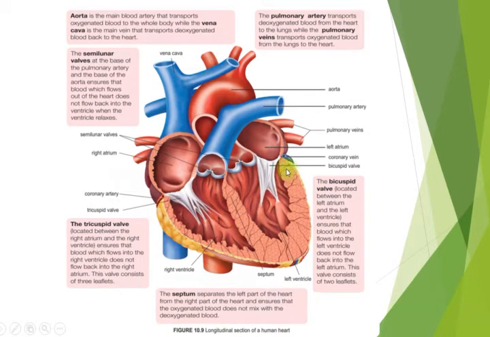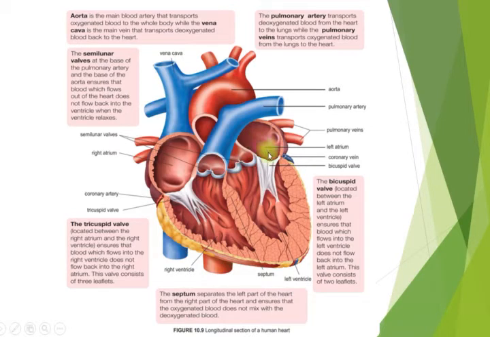As you can see from here, the left ventricle wall is thicker than the right ventricle wall. What is the reason? To generate a greater, higher pressure to pump the blood out of the heart to the whole body. Alright, this is the septum. The septum separates the left part of the heart from the right part, so it means that the oxygenated blood and deoxygenated blood do not mix.